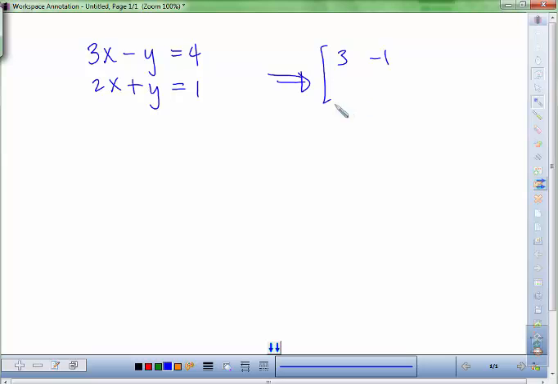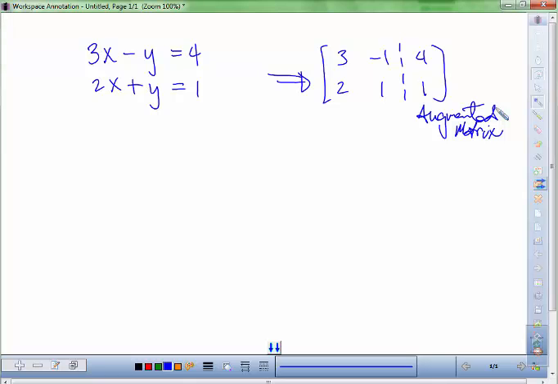So it'll be 3, -1, 2, 1. If we stop there, we would consider this our matrix of coefficients. We have 2 equations and 2 unknowns, so our matrix would be a 2 by 2. But since this is a system equal to some constants, we're going to include another column, and we usually use a divider to separate them. We call this an augmented matrix. This augmented matrix is going to be our key, our step-by-step process to solve these systems.